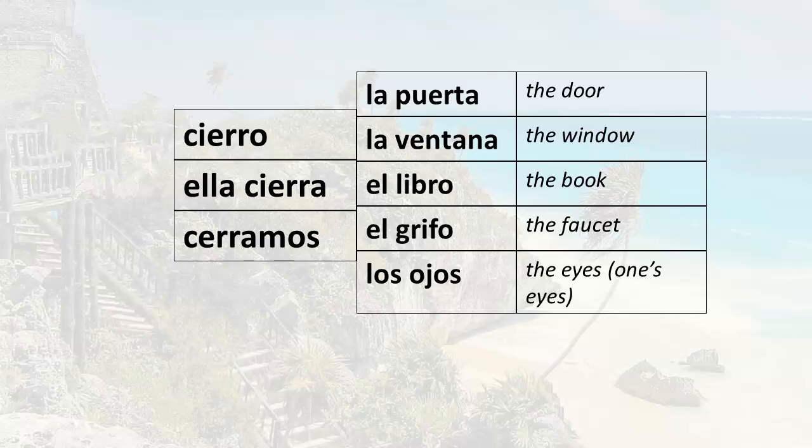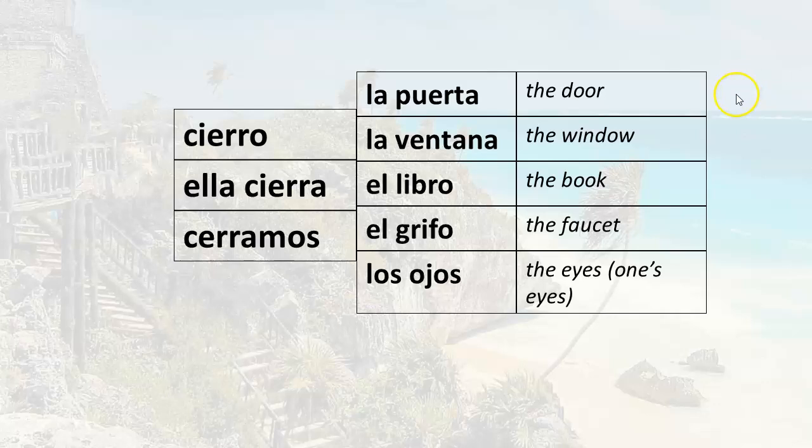Okay, a couple more examples here. If I want to say she closes the door, ella cierra la puerta. She closes the window. Ella cierra la ventana. She closes the book. Ella cierra el libro. She closes the faucet. Ella cierra el grifo. She closes her eyes. Ella cierra los ojos.